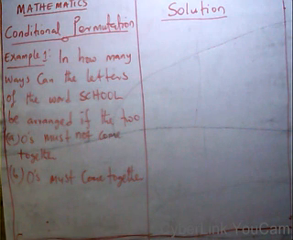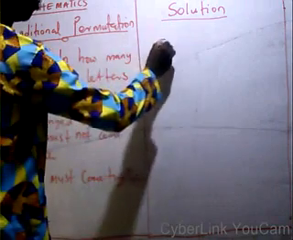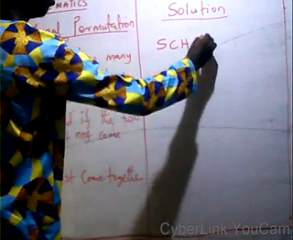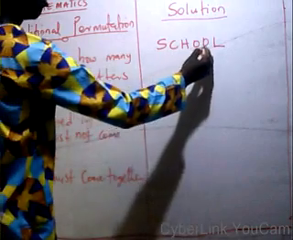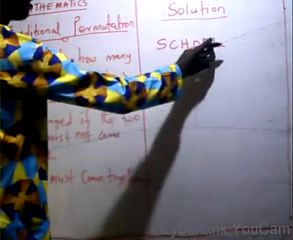Now, if you read that example carefully, we are told: in how many ways can the letters of the word school be arranged? A, if the two zeros must not come together, then B, if the two zeros must come together. So, solution to this. Of course, we have the word school. If these two zeros must not come together, then that means we can restrict this.